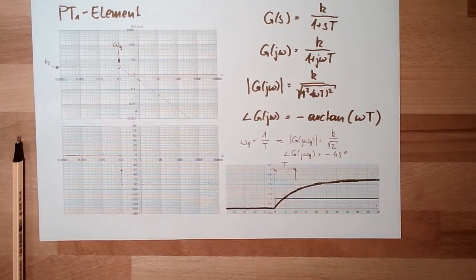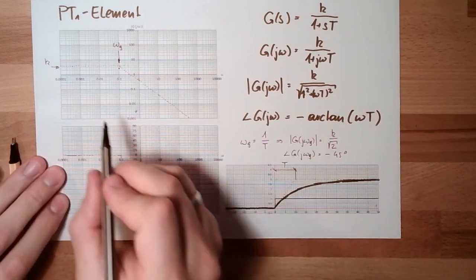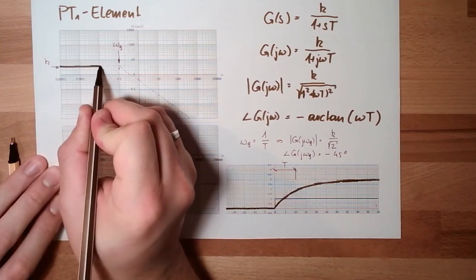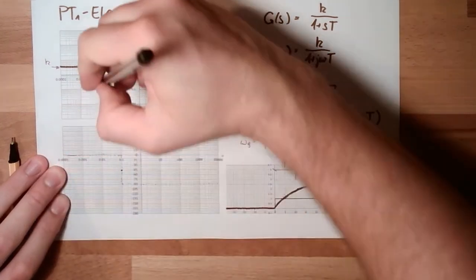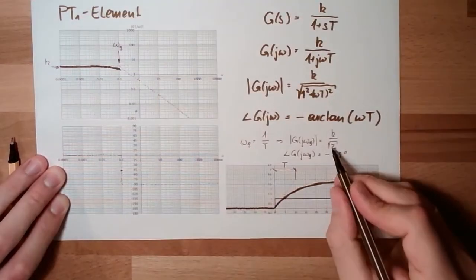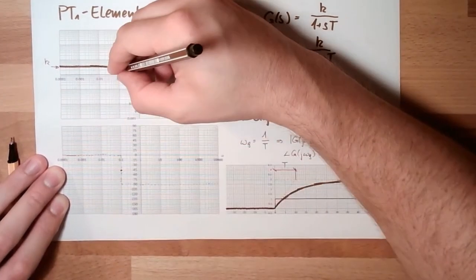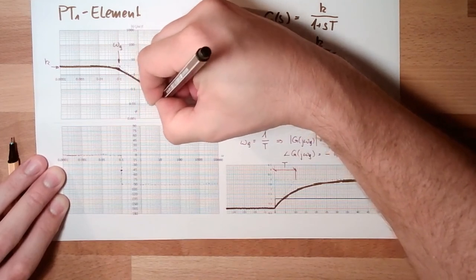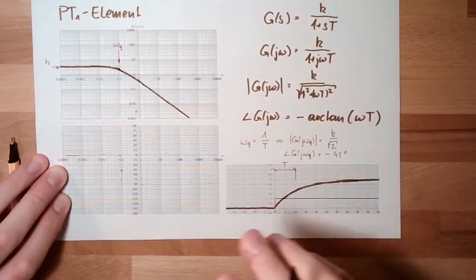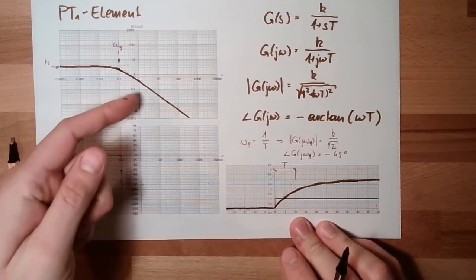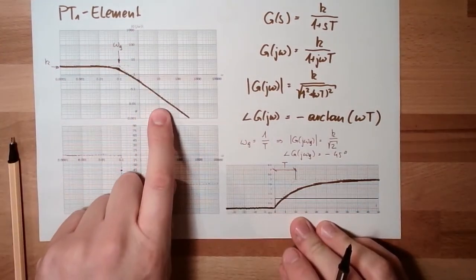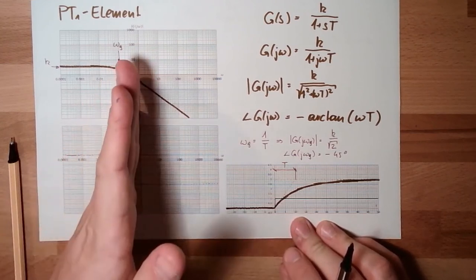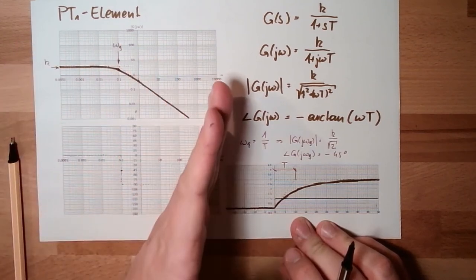So how does it really look like? At the beginning we are at K. Then we will move away from this K. Here we hit exactly the point of dividing by square root of 2, and then we will slowly change into this linear line which is going down, and here we are again dropping with 10 times frequency, only a tenth output. Like the I element. Here it looks like the P element. Here it looks like the I element.